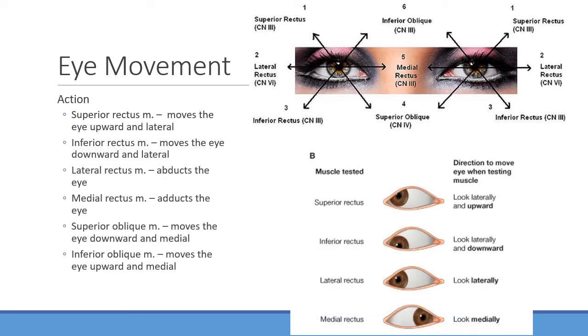Looking at the actual actions of what's going on here. For instance, the superior rectus is going to move the eye. Which direction do you think? Mostly upward, but it's also going to move it laterally as well. The inferior rectus should move the eye mostly down, and also a little bit lateral. Lateral rectus, as you might imagine, will abduct the eye, so move it away. Medial rectus should adduct the eye, so you can move it closer.